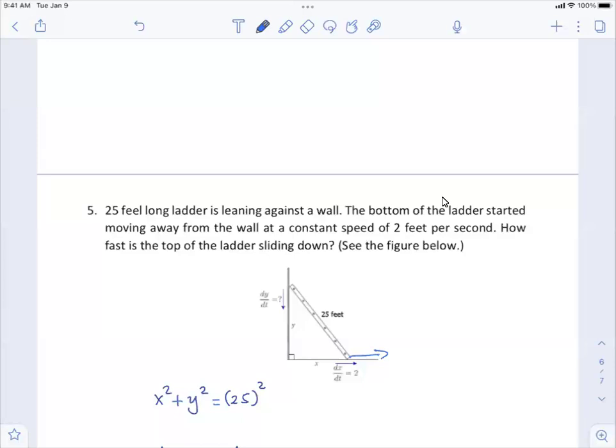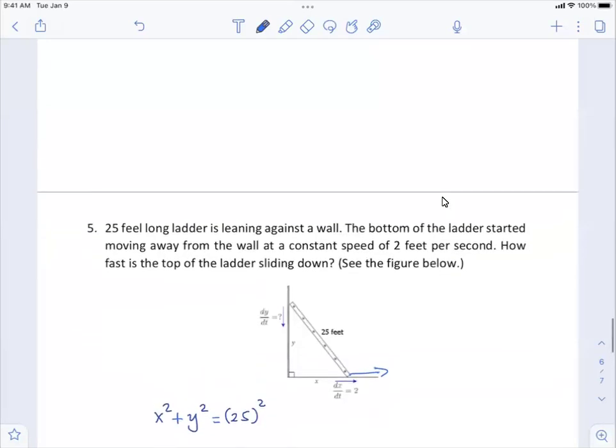So the question is how fast the top of the ladder is sliding downwards over the wall. To answer this, the starting step, first of all, is to identify the variables x and y in this scenario. The figure is given with the variables, so it can save some time when the context is provided.